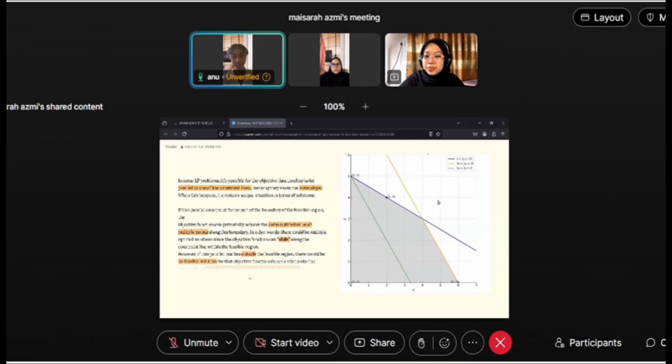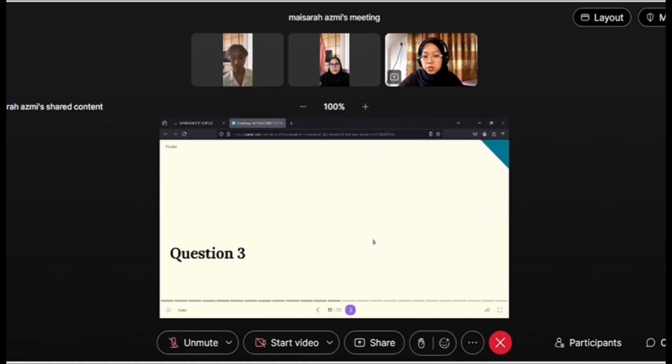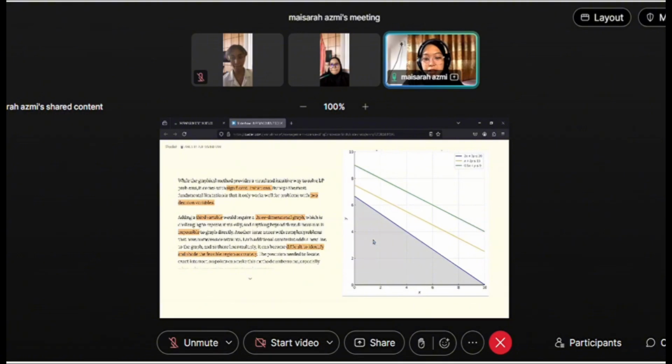Yes, let's talk about the limitations of the graphical method in solving linear programming problems. That's actually what we can see in question number 3. It is visually helpful, but there are some challenges. Okay, right. I heard it is mainly used for simple problems with two decision variables.